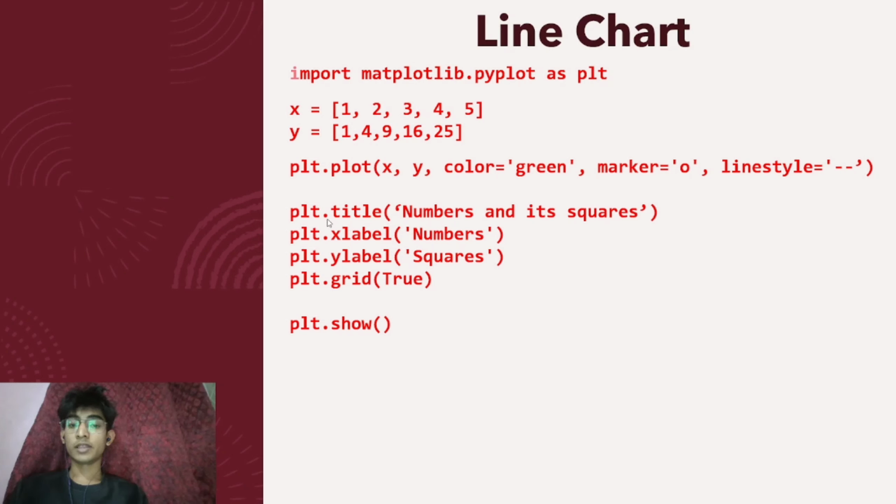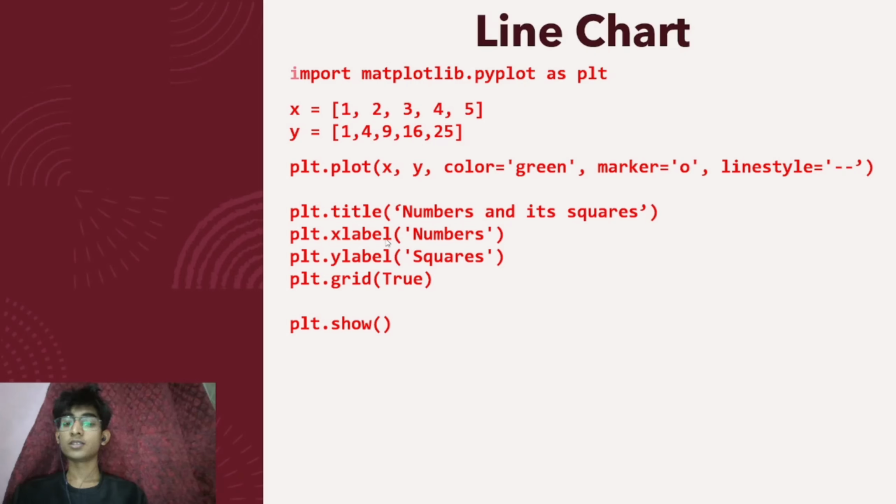Title is used to set the title of the graph. So number and its square will be the title. We can set it using the title function. Now we have to give labels to it. So we can give a label to the x-axis. We can give a label to the y-axis.